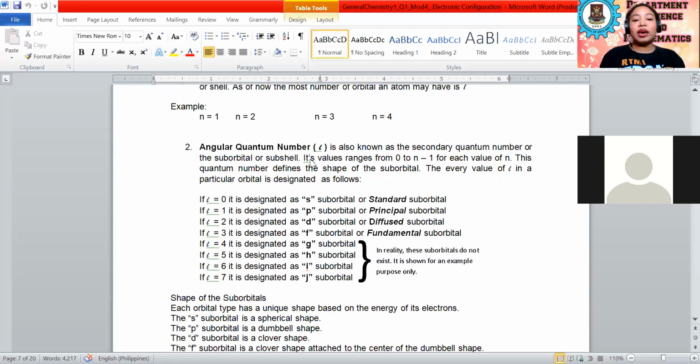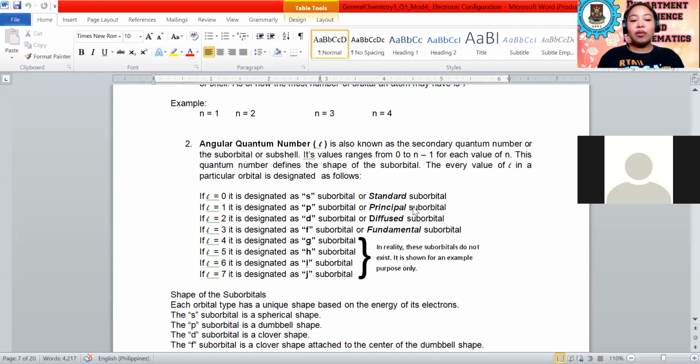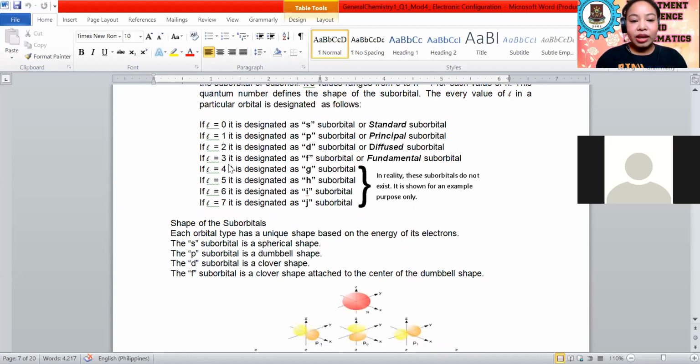So, the values for the angular quantum number range from 0 to n minus 1. Now, from 0 to 3, they have names. The rest, they don't exist in reality. They have no names, just letters.